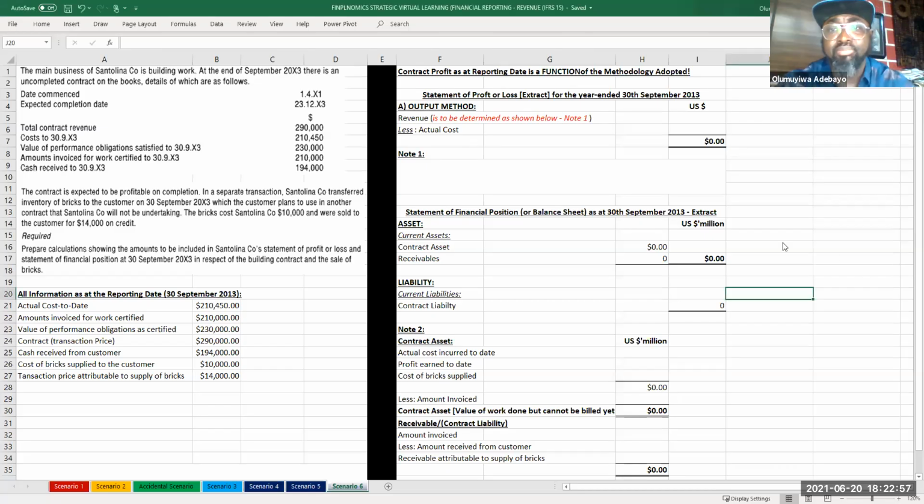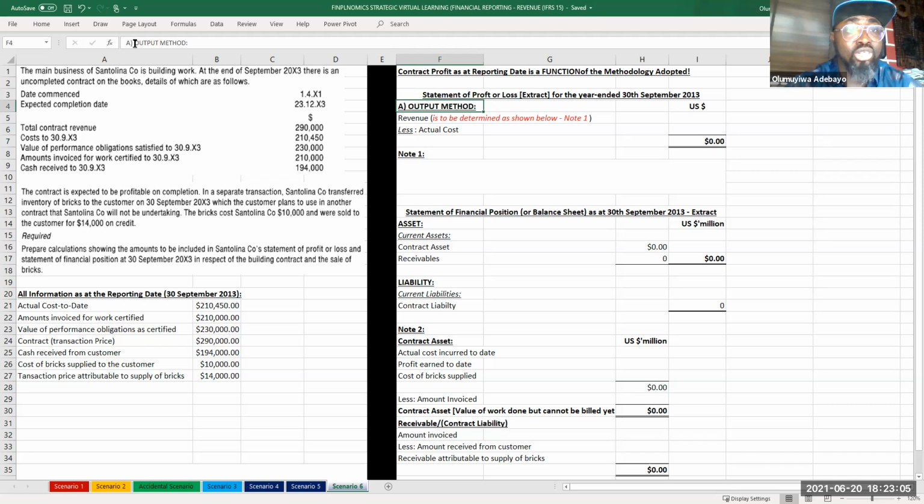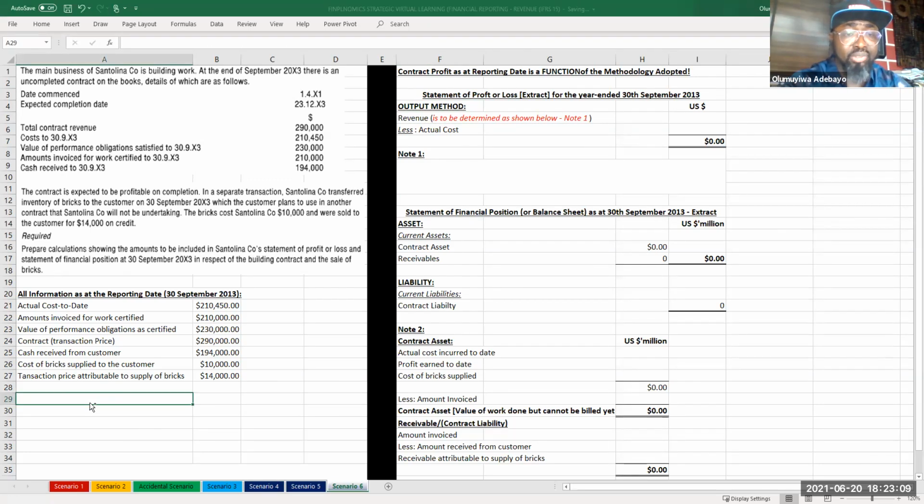Thank you. Now let's look at the question from our model here. Now, based on the information available, which methodology do you believe is appropriate? Is it the input method or the output method? And why?